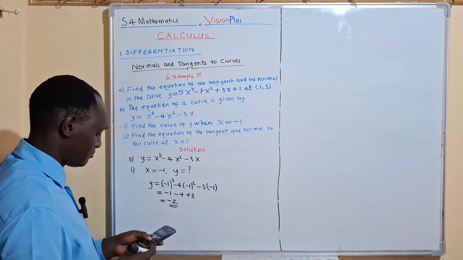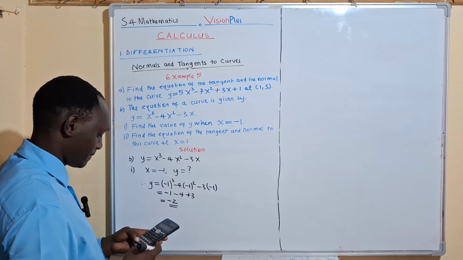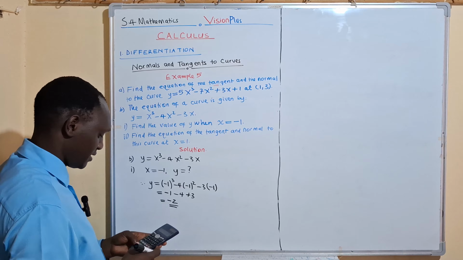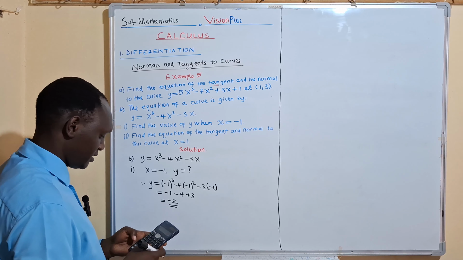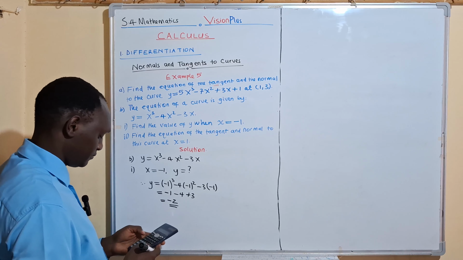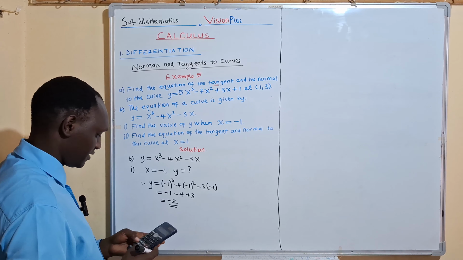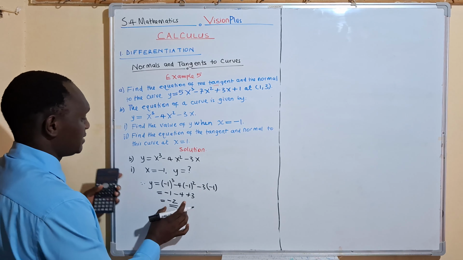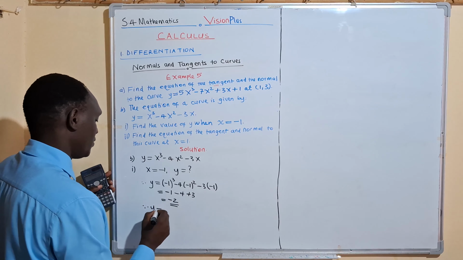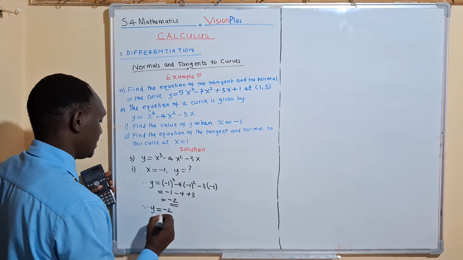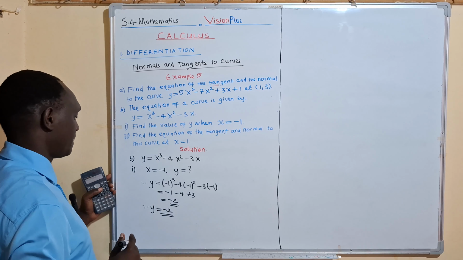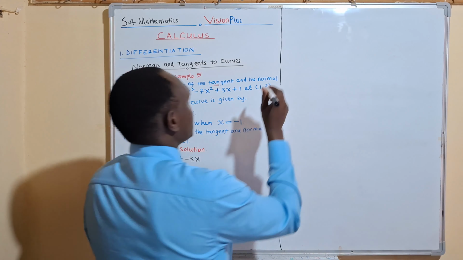Negative 1 power 3 minus 4 times negative 1 squared minus 3 times negative 1. Yes, it is negative 2. Therefore, the value of y when x is negative 1 is negative 2. That is what Roman 1 wanted.